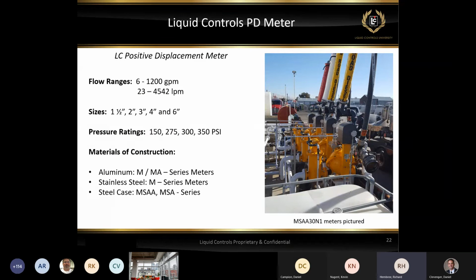As far as the flow ranges available from Liquid Controls, we have a small meter that is sometimes considered 1.5 inches. That's the M5, and it starts at the low range of 6 gallons per minute, or 23 liters. We can go all the way up to our MS series line, which is the MS120, and we can get 1,200 gallons per minute on that meter with light refined petroleum products, or 4,542 liters a minute.